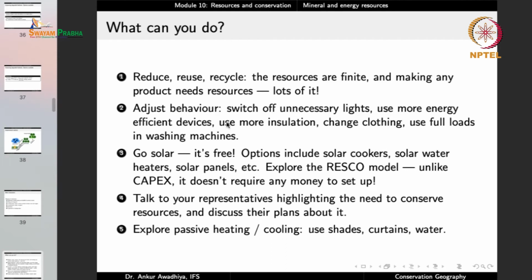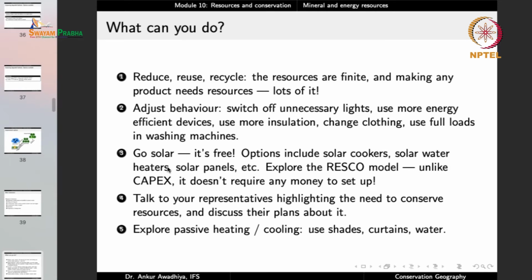Next, we need to adjust our behavior. Switch off unnecessary lights, because in any case they are not serving any purpose. Use more energy efficient devices so that we cut down on the energy use. We can use more insulation or use clothing as per the climate. So here again our heating and cooling costs will go down. Use full loads in washing machines. Now, this is not a tough thing to do.